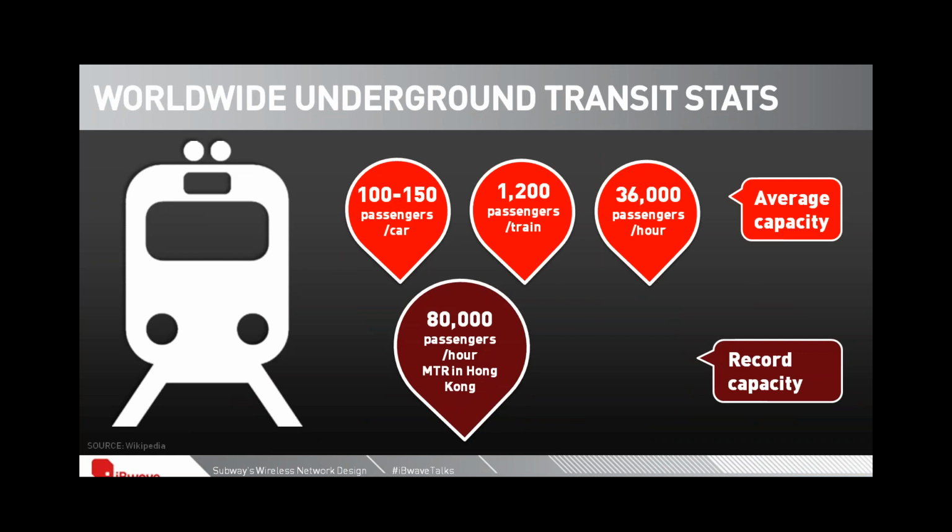It basically tells you how many passengers there are per car, how many passengers per train, and how many passengers per hour. These are the average capacity values. Very important when figuring out how many subscribers there are in the train stations or in a tunnel. The record capacity per hour is in Hong Kong with 80,000 passengers.